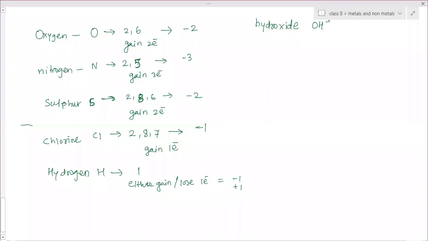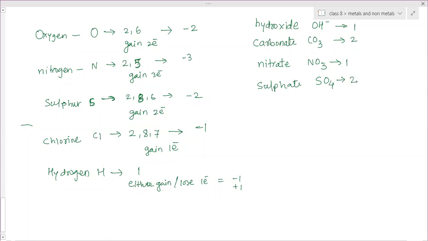Hydroxide is OH minus, so its valency is 1. Carbonate means CO3, its valency is 2. Then nitrate, NO3, valency is 1. Sulfate is SO4, valency is 2. Okay, this much is enough for you to know.